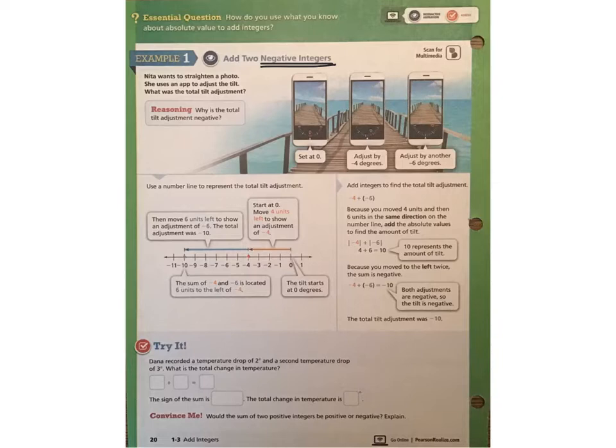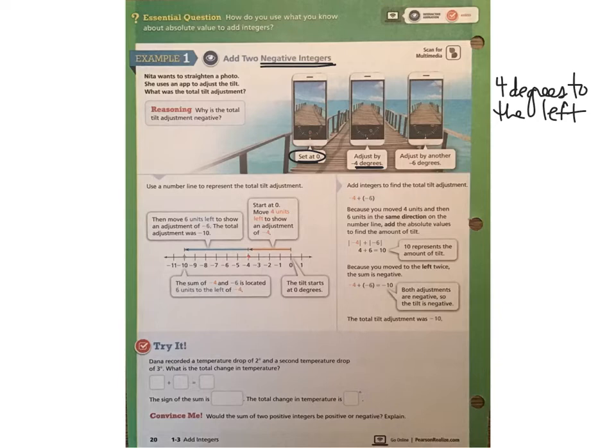So you can see here in the 3 pictures that she is adjusting it based on where it currently is and how to remove that tilt in her picture. So right now, the picture is set at 0. That's the original photo. When she adjusts the tilt the first time, she goes to -4 degrees. In other words, she went 4 degrees to the left. Okay, and the left is going to be that negative direction.